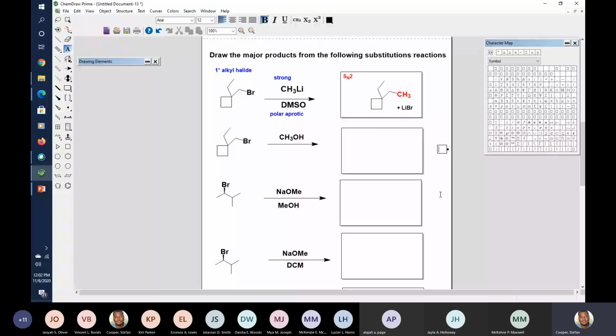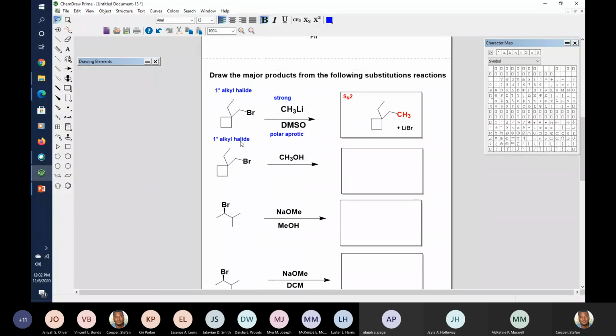My next reaction has the same alkyl halide, which is primary. But this time I only have one thing over the arrow. So I know that this is a solvolysis reaction, where my nucleophile and my solvent are the same thing. My solvent is polar protic. That makes this mechanism type which type?